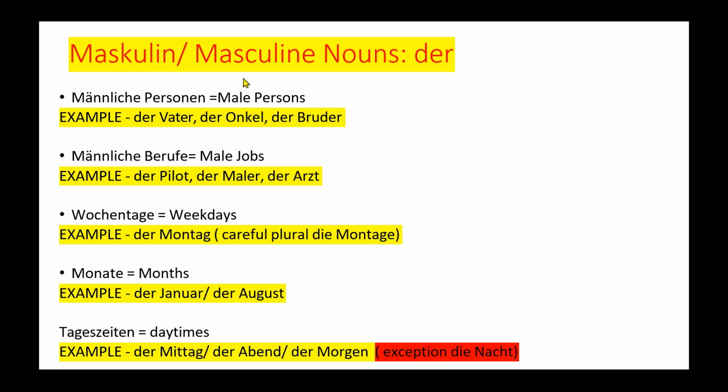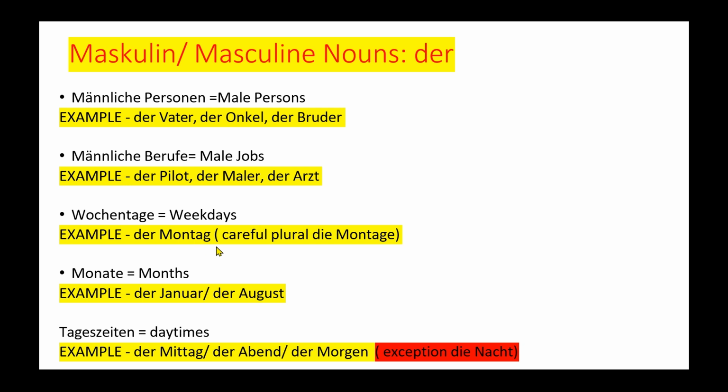We have masculine nouns, der. Männliche Personen, which is male persons. Example, der Vater, der Onkel, der Bruder. Männliche Berufe, male jobs. Example, der Pilot, der Maler, der Arzt. Arzt is doctor.